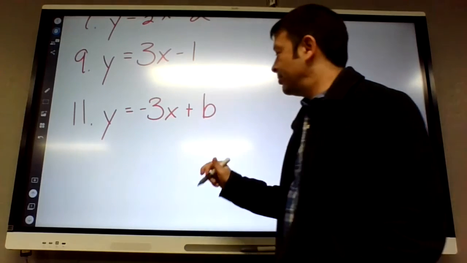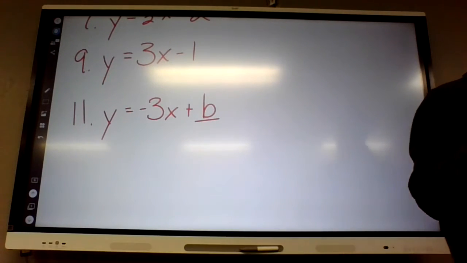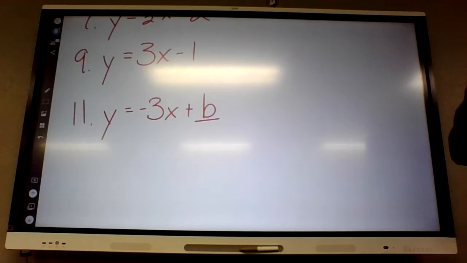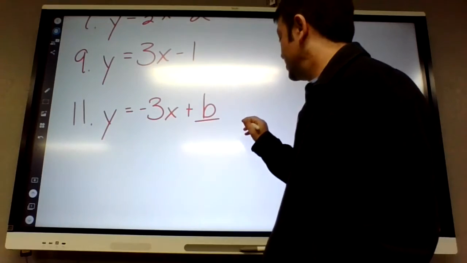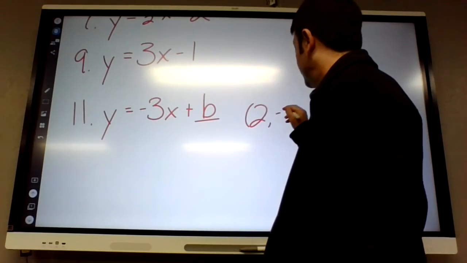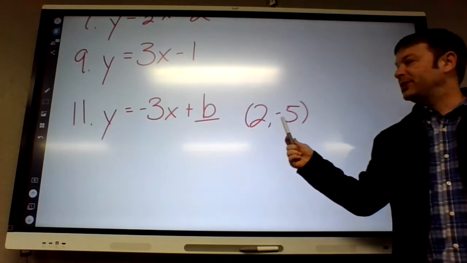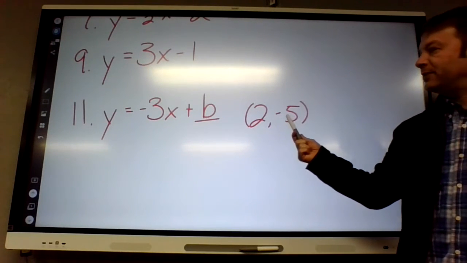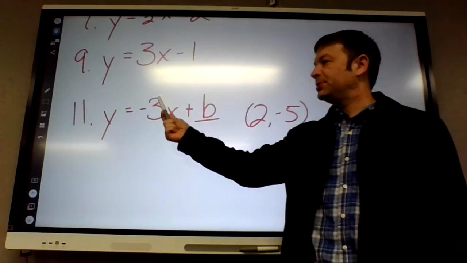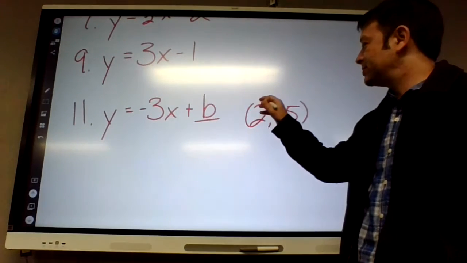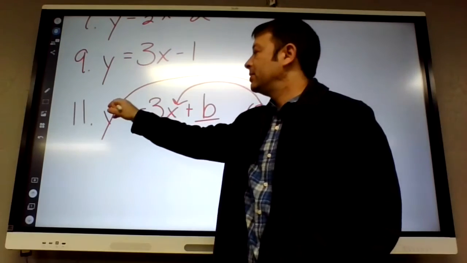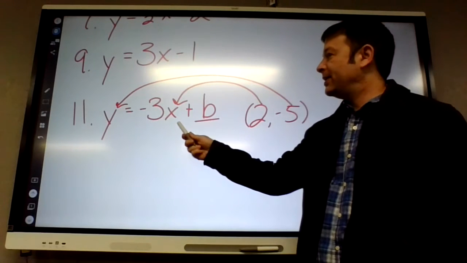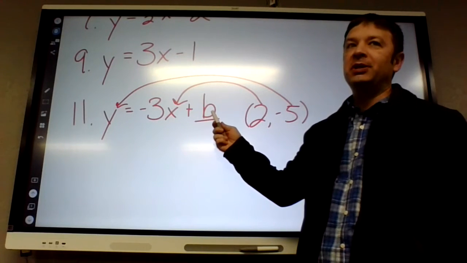But what I don't know is the b, the y-intercept. They didn't tell me. How can I find out what the b value is? Well, the other thing that they told us is that the line has to go through 2, negative 5. Okay, what that means is if it's on the line, it's one of the solutions for this equation. That means if I plug this in for x and this in for y, it should be true. And that would give me enough information to figure out what b is.